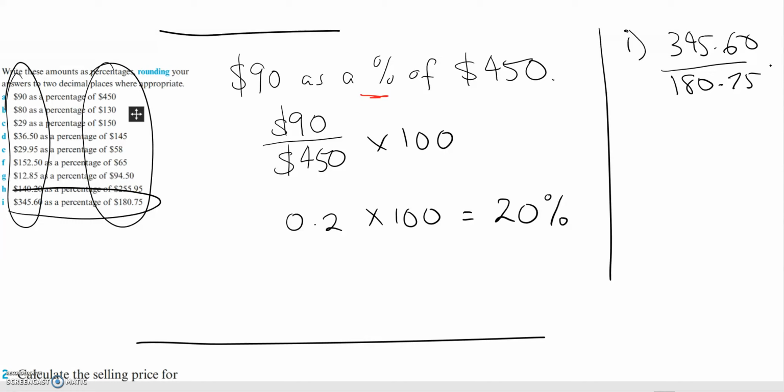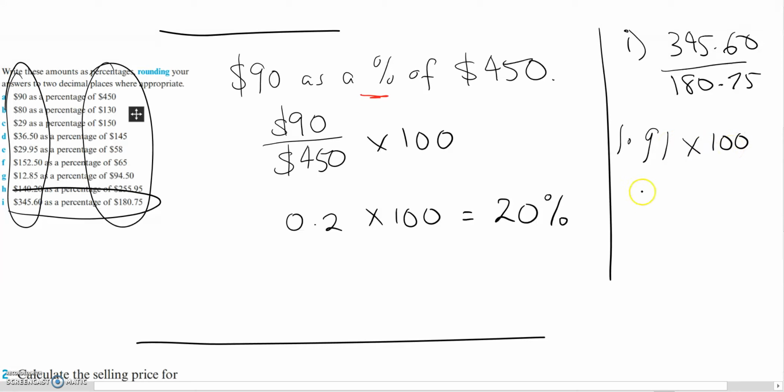So 345.6, and we're going to divide that by 180.75, and that's actually going to give us 1.91. I'm just going to go 1.91 as a rounding, and then to turn to a percentage, we multiply it by 100. So punch that through the calculator, and we end up with 191.20%, and there we have it.